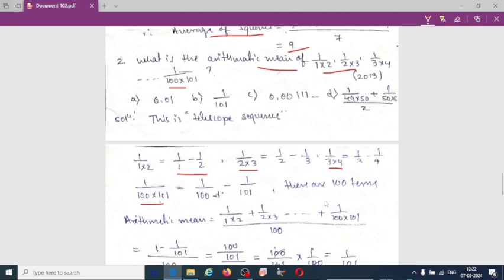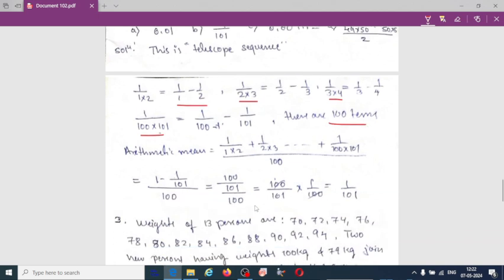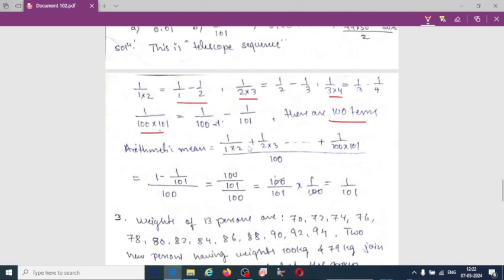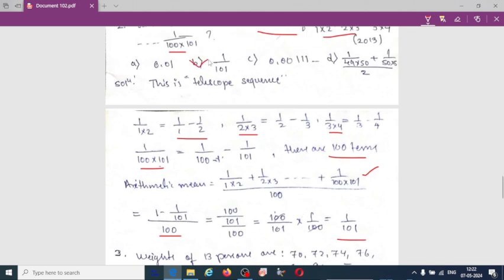get the equation if you want to calculate the mean of the given sequence. So total how many are there here? 100 terms. Arithmetic mean is given by sum of the numbers divided by total number. So then if we take the telescoping series and add, the telescoping series is equal to what? 1 minus 1 divided by 101 we will get, divided by 100. So this will be equal to 1 divided by 101. So option B is correct here.